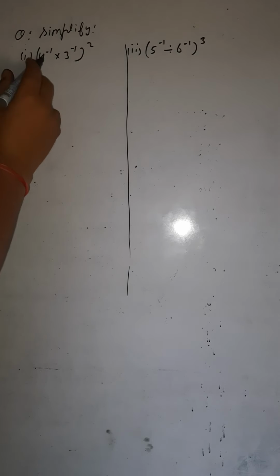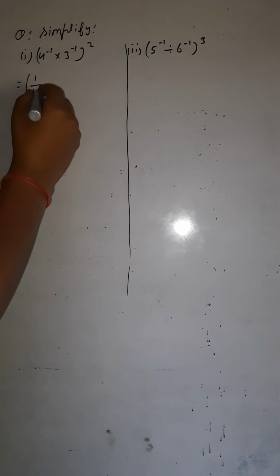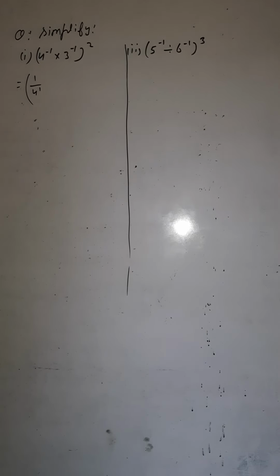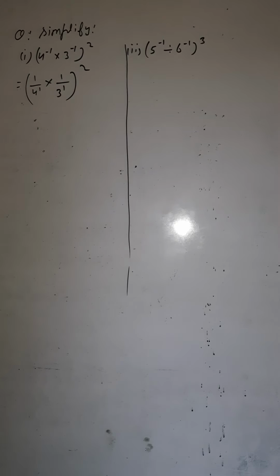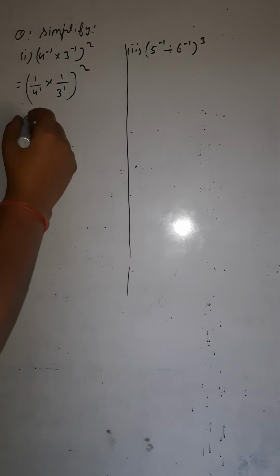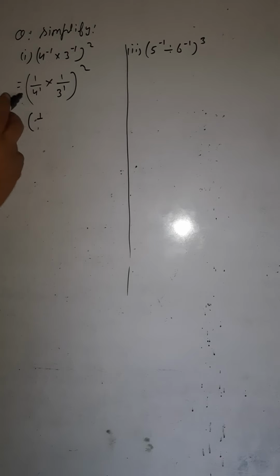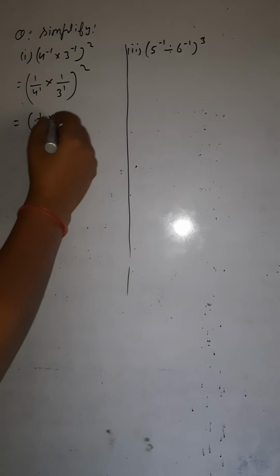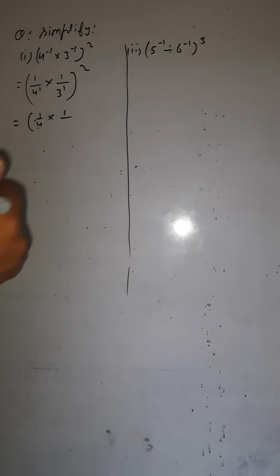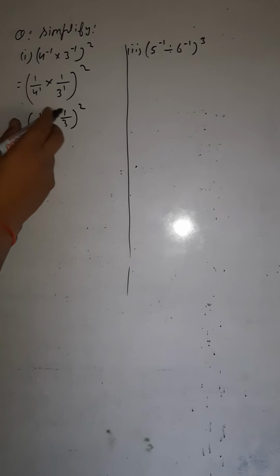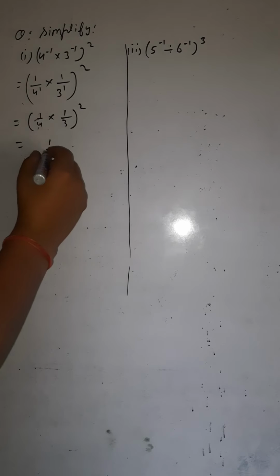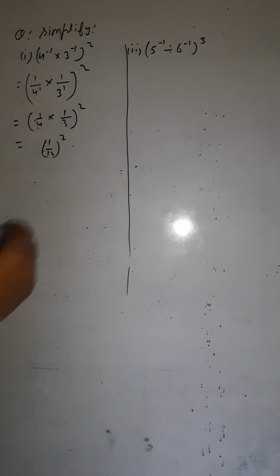4 raised to the power minus 1 can be written as 1 by 4 raised to the power plus 1. Similarly, 3 raised to the power minus 1 can be written as 1 by 3 raised to the power plus 1, whole raised to the power 2. Are you getting this? Good. So it can be written as 1 by 4 multiplied by 3, whole raised to the power 2. Since 1 raised to power 1 is just 1, and 4 times 3 is 12, it becomes (1 by 12) whole raised to the power 2. So this is how you would simplify this.